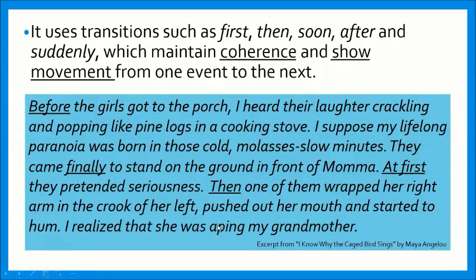Aping is imitating or copying the actions of the grandmother. So in this example, there are transitional words or signal words that show the movement of the event. So we have here the word before. So this is the first event that happened in this scenario. Actually, this is an excerpt from I Know Why the Caged Bird Sings by Maya Angelou. Okay, and then after the word before, the next thing that happened is that they came.